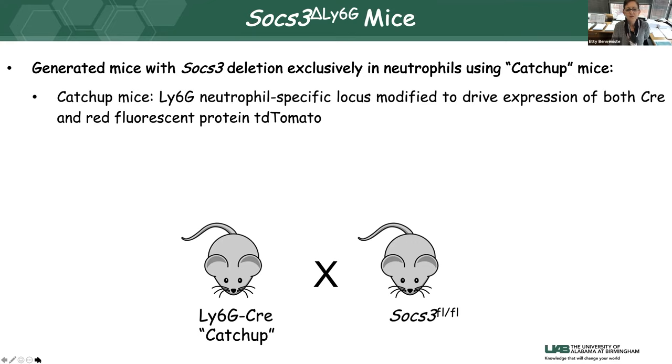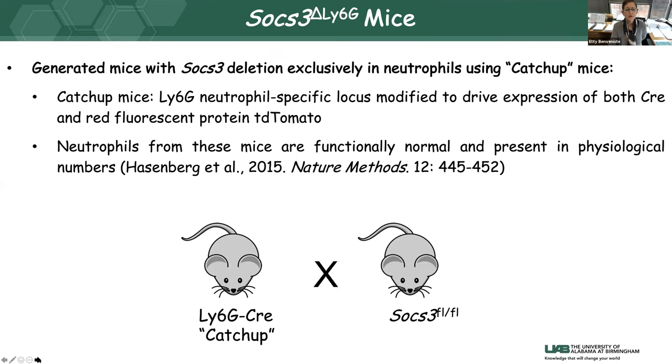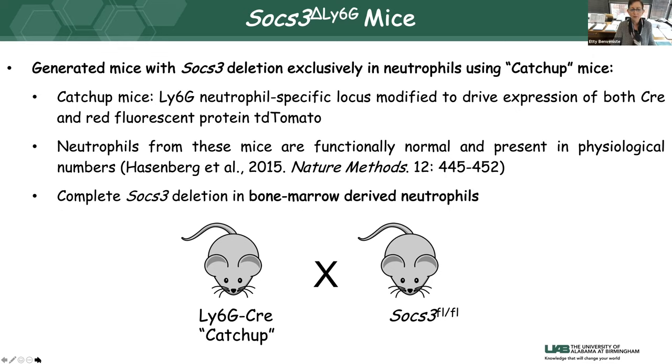mice. These have a Ly6g gene neutrophil-specific locus modified to drive expression of both Cre and tdTomato. So these were crossed with our SOCS3 flox mice. And what I should mention, the mice that we got from Matthias Gunzer, the neutrophils from these mice are functionally normal and present in physiological numbers. So we generated these mice, and then COVID hit, sadly, and so they sort of languished for a while. But then we were able to get back in the lab and perform experiments on them. And I should mention that these mice do have a complete SOCS3 deletion in bone marrow-derived neutrophils.